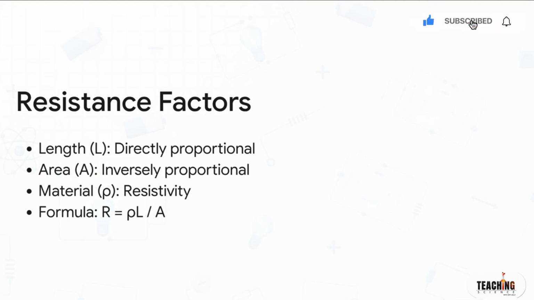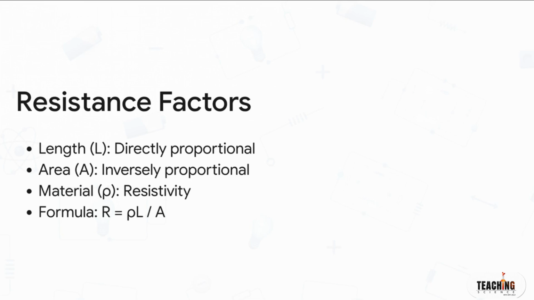Here is a major board alert for you, so pay attention. Resistance depends on a few specific physical factors. First, it's directly proportional to the length of the conductor. Think of it like walking down a crowded hallway. A longer hallway means you're going to bump into more things, right? That's more resistance. Second, it's inversely proportional to the area of cross-section.